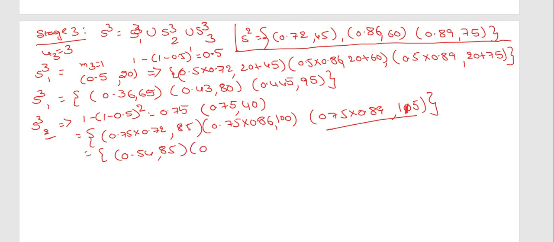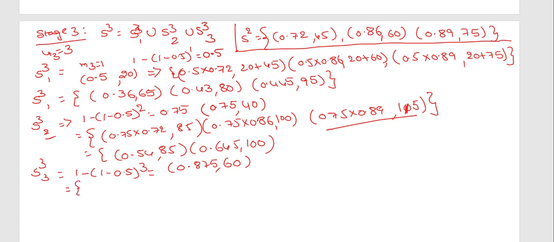0.8485, 0.645, 100. Similarly, stage 3 with 3 copies. This is the last step. Wait for 5 minutes. The program is completed. So what is the value we are getting? 1 minus 0.5 whole cube. Simply we are getting 0.875, comma, 3 devices cost.